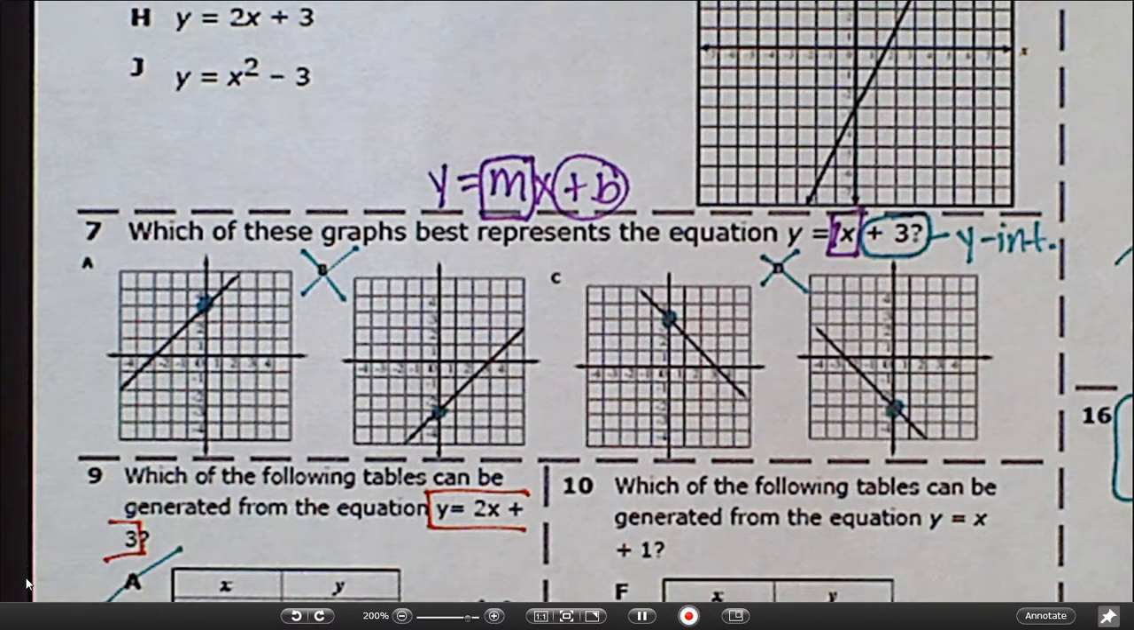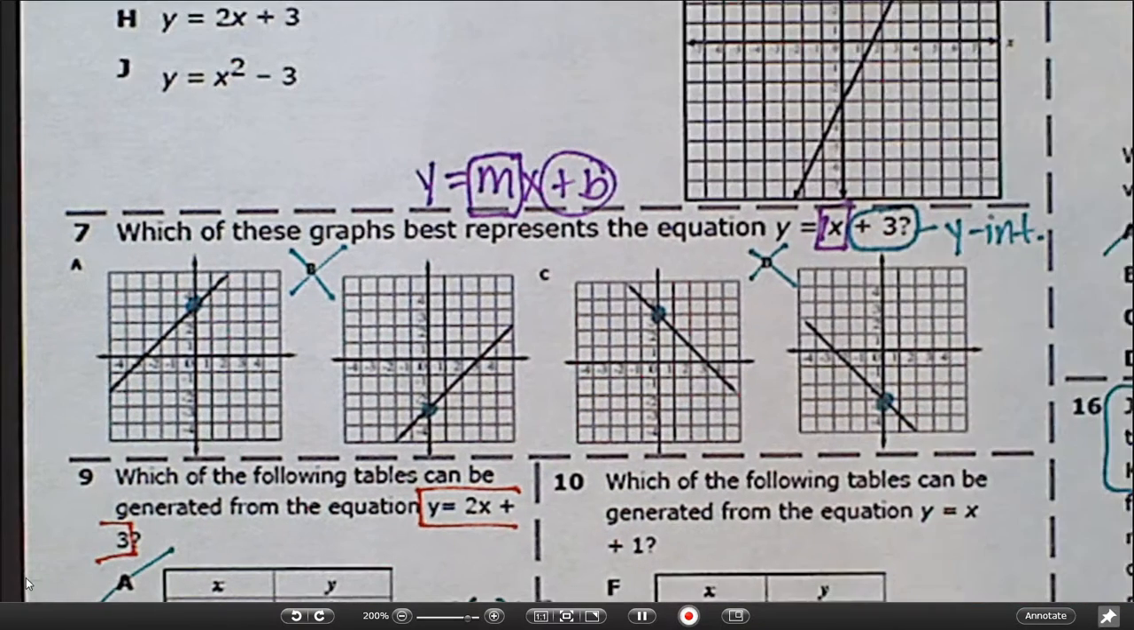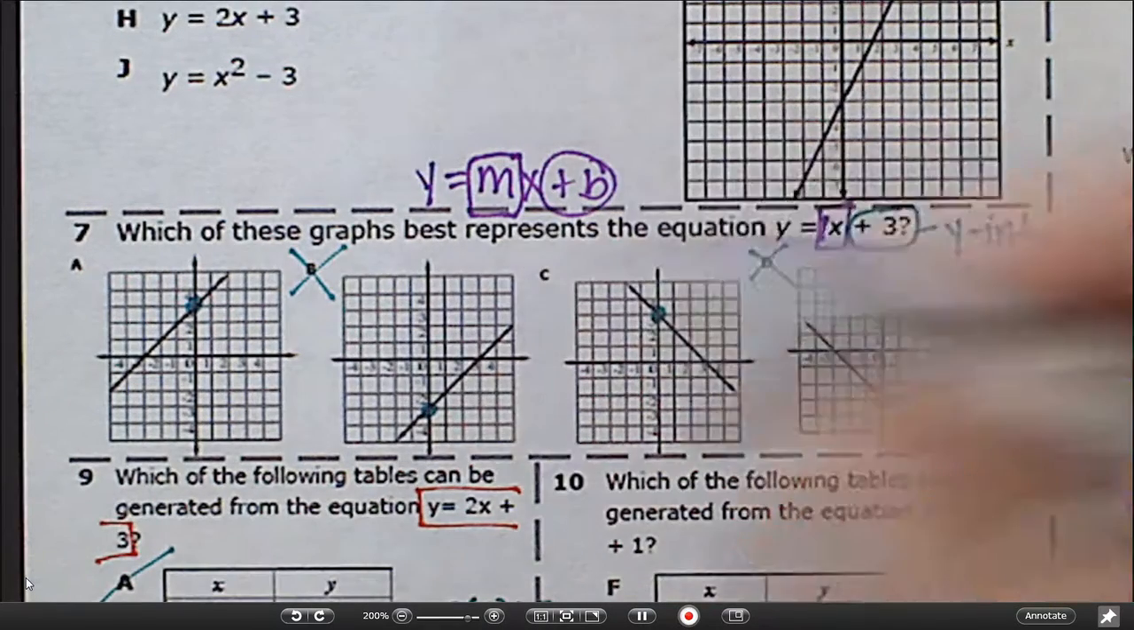And we just leave off the 1 because it's the same as saying, you know, I have 1 cat. I just say I have a cat. So my slope is going to be up 1, right 1. Up 1, right 1, because it's positive 1, positive x. So looking at the answers, we have A and C left.